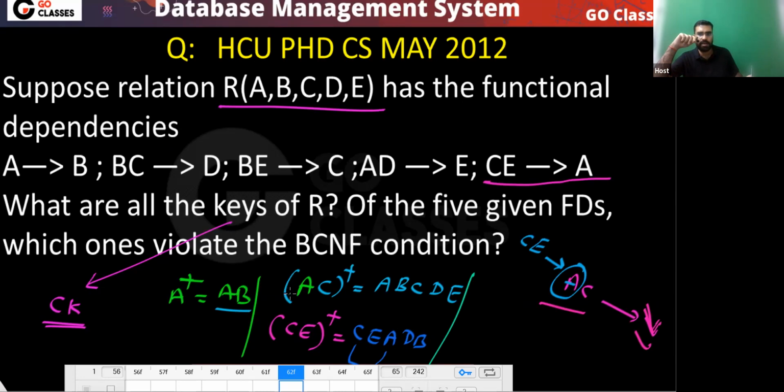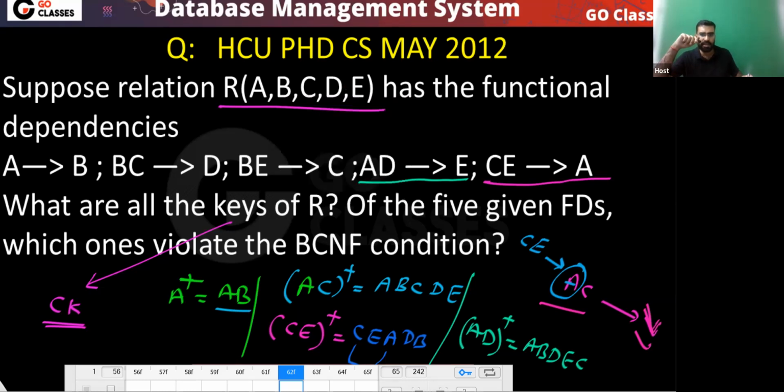If someone can, for example, maybe I can put AD also. What about AD plus? Because AD can determine E and A can determine B. So if you see the AD plus, what will that be? A can determine AB, AD can determine E, and finally you can notice BE can determine C. So AD is also a candidate key.